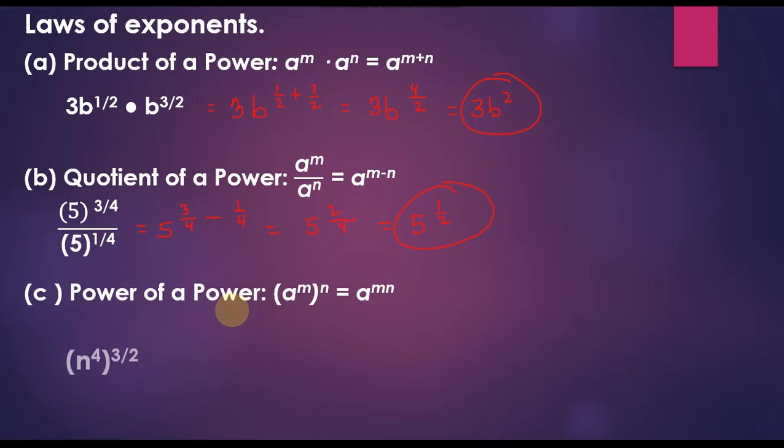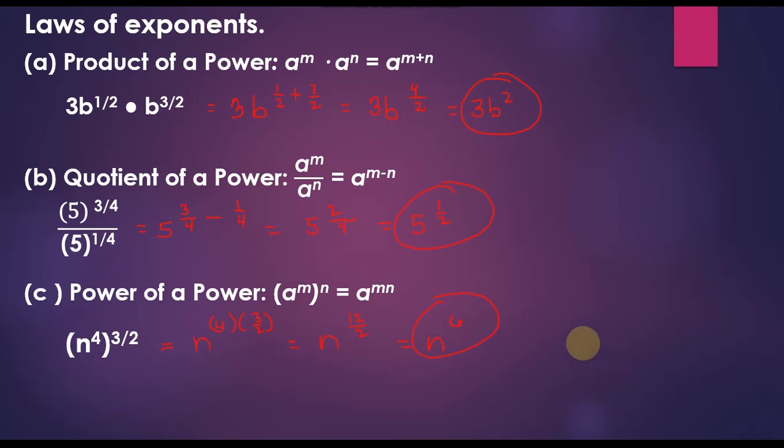Power of a power. Given n raised to 4 and raised again to 3 over 2. In this case, you just need to multiply. If you see a parenthesis, it means the exponent inside the parenthesis will be multiplied by the exponent outside the parenthesis. So this is n raised to 4 times 3 over 2 equals n. 4 times 3 will give you 12 over 2 equals, simplifying 12 over 2, n raised to 6.